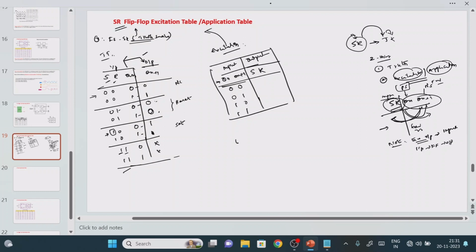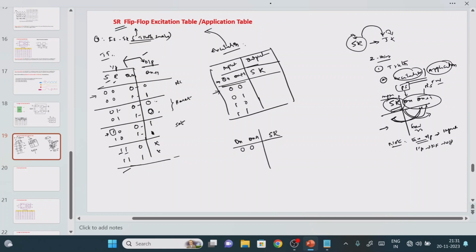Right? Now first what we will do is we will take the Qn+1 value. Based on that we will find the SR value. What is the first condition we will try to take? 00. For that, the S value as well as the R value we need to find out. Now the question is, from where to find that, right?